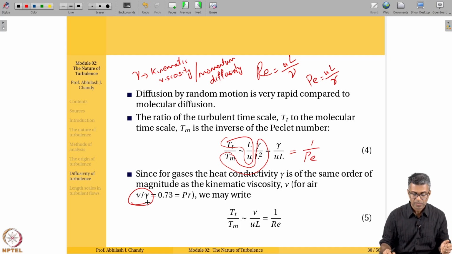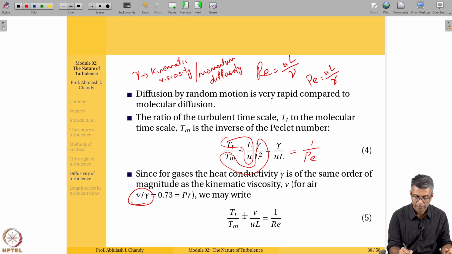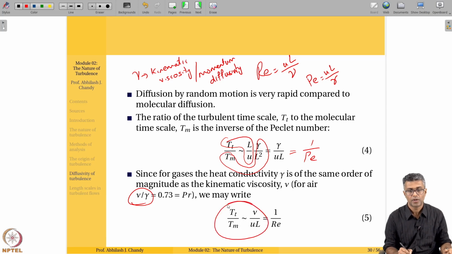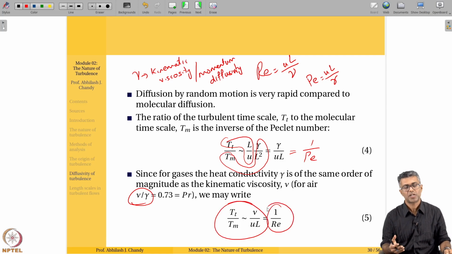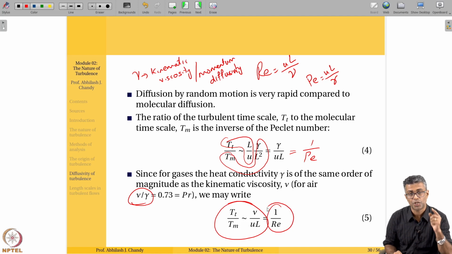So in that case, your Tt over Tm can also be written as nu over UL, like this, which is 1 over Reynolds number. So essentially, the inverse of Peclet number just became the inverse of Reynolds number. So that gives you an idea now. The ratio of the turbulent time scale to the molecular time scale is 1 over Reynolds number.